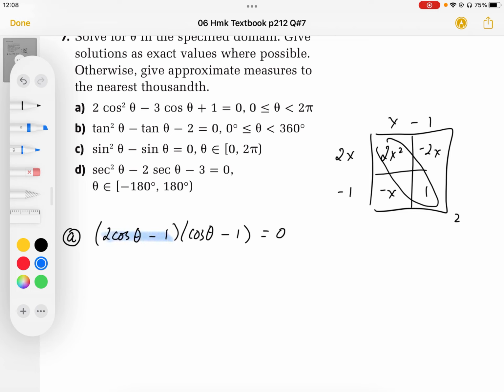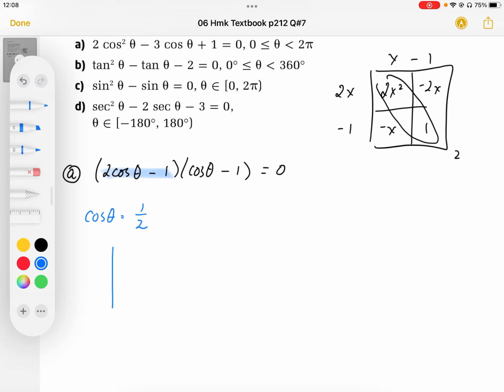So this one has a solution. That solution is going to end up being cosine theta equals 1/2. Now this is a special value angle. So when I draw this, I could draw this in quadrants 1 and 4, like that. So our 30/60 triangle is going to have the short side horizontal. So this is going to be at pi over 3 and negative pi over 3.